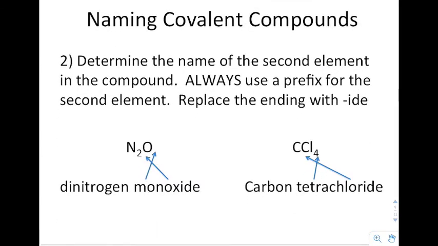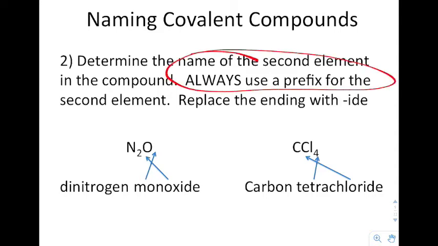The second thing you need to do is name the second element. Regardless of what the second element is, there is always a prefix for the second element. In addition to that, you have to replace the ending with "ide." So no matter what, you see dinitrogen, and even though there's one oxygen, you still have to put a prefix on the second one. So it's dinitrogen monoxide. You see carbon, there are 4 chlorines, so it's carbon tetrachloride.